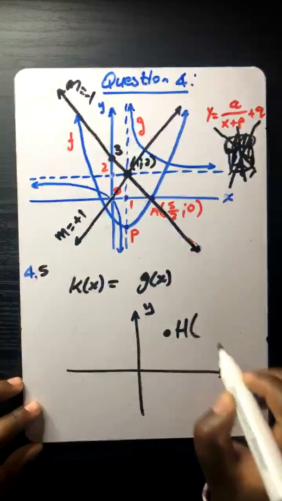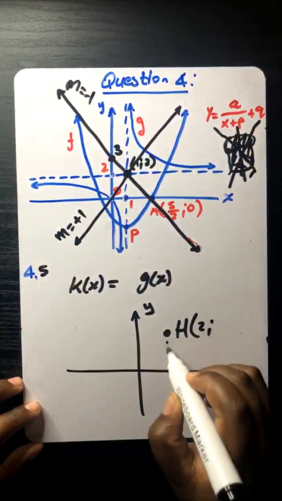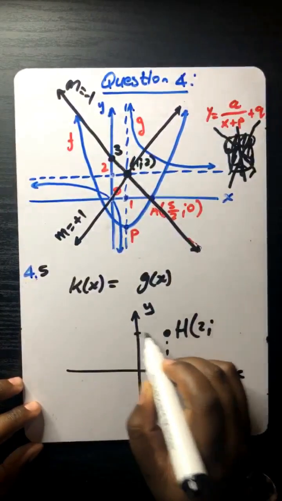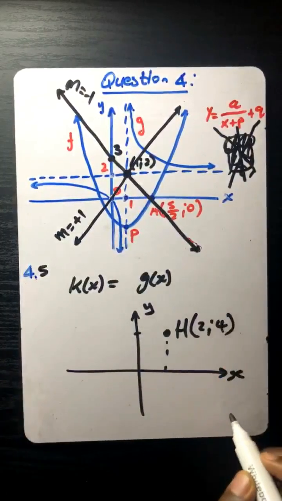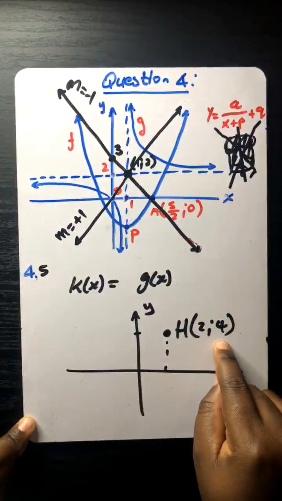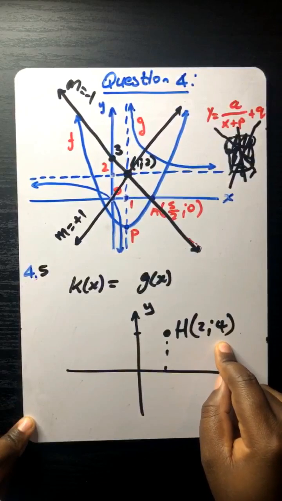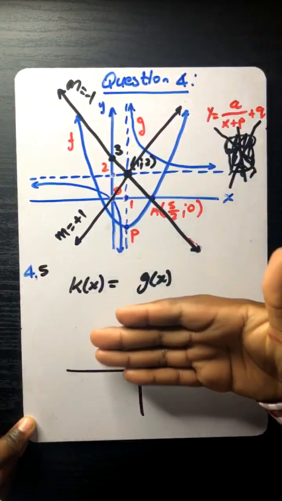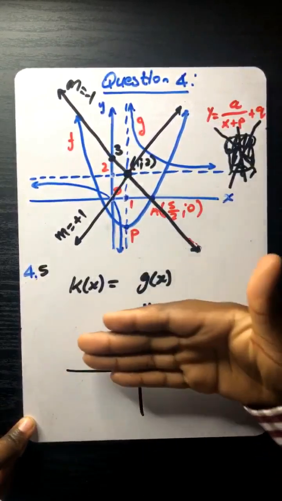Having the coordinates, let's say x is 2 there, and let's say y is 4. When they say point H reflects about the x-axis, think of this, this is about the x-axis.